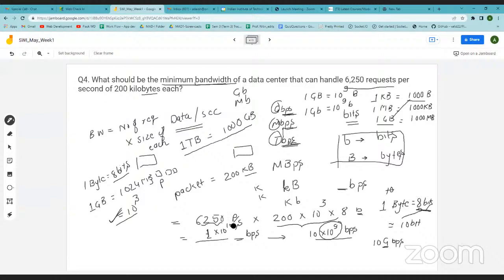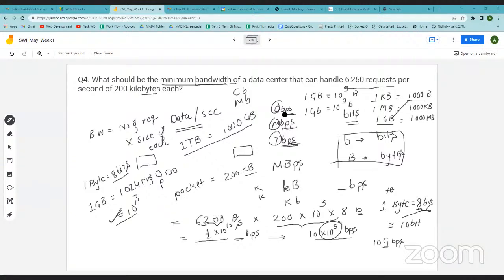Sir, what my question was, like, if we are giving our answers in bytes, for example, if we convert it into gigabytes, then it would be 1.25 gigabytes. But if we convert it into bits, it will be 10 gigabits per second. That's correct. Got it. That's what, right?